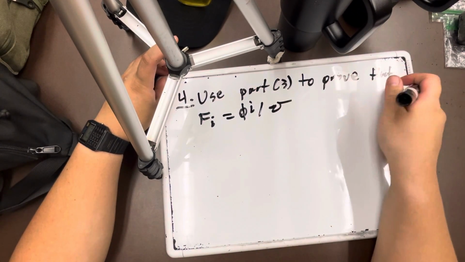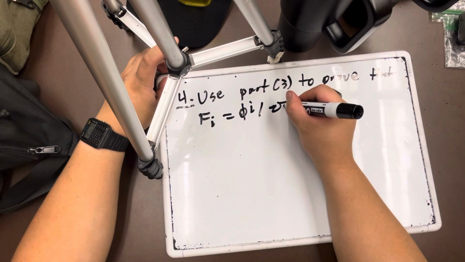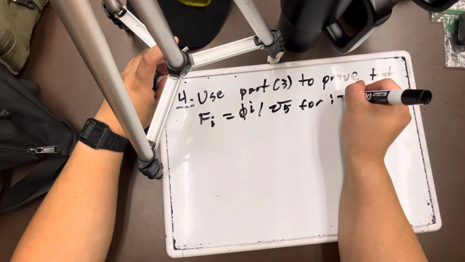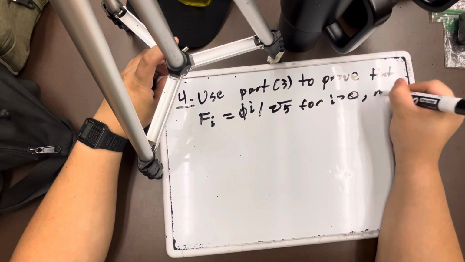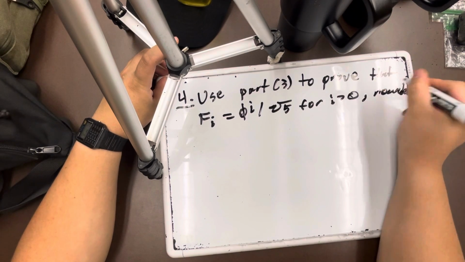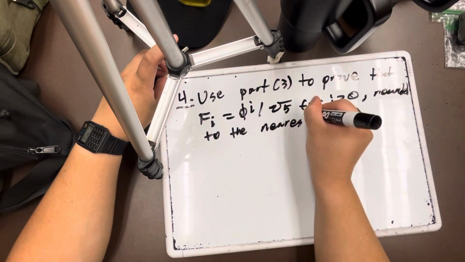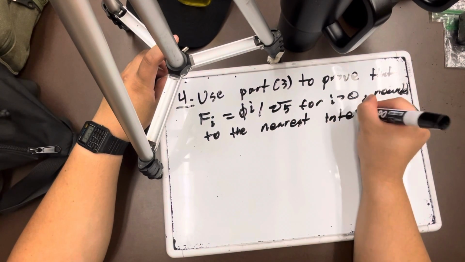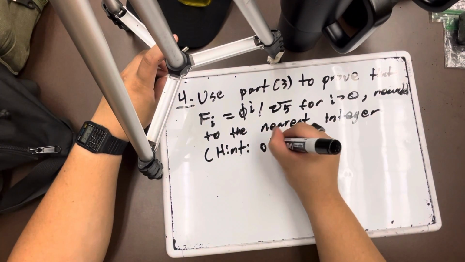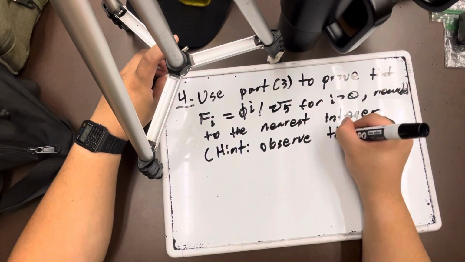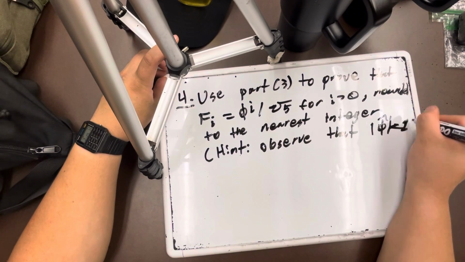So use part 3 to show that f sub i is equal to phi to the power i divided by square root of 5 for i greater than 0, rounded. Yeah, that's an important part, rounded to the nearest integer. And we're given a hint here, which is observe that the absolute value of the conjugate of phi is less than 1. Okay?